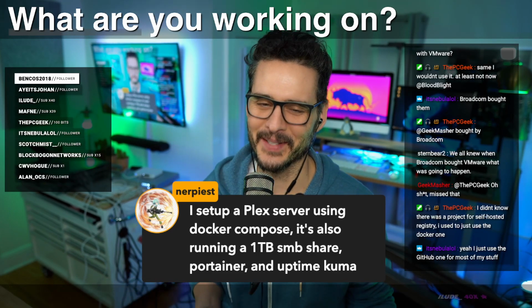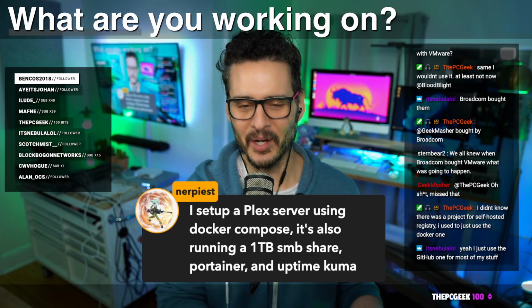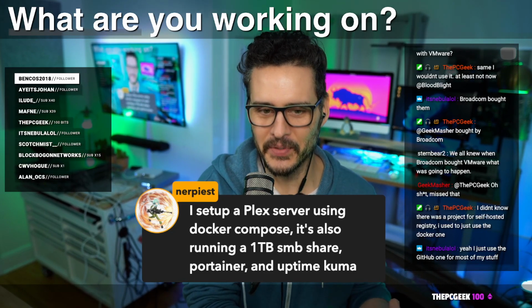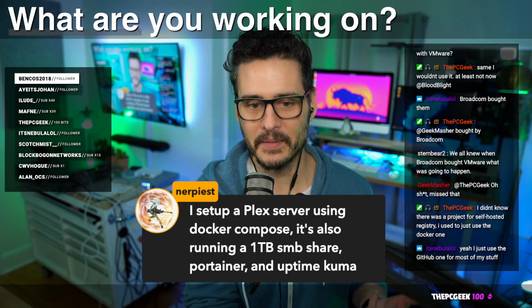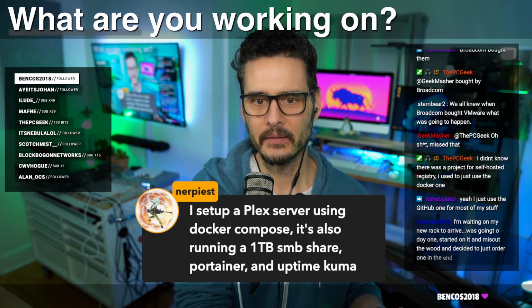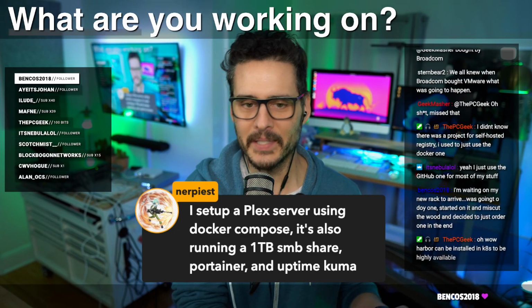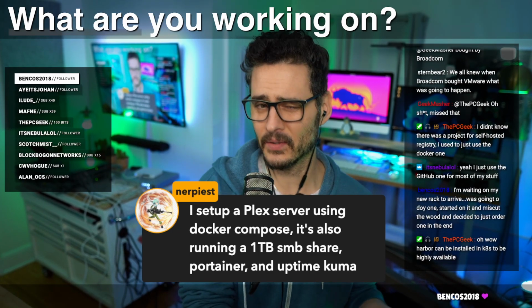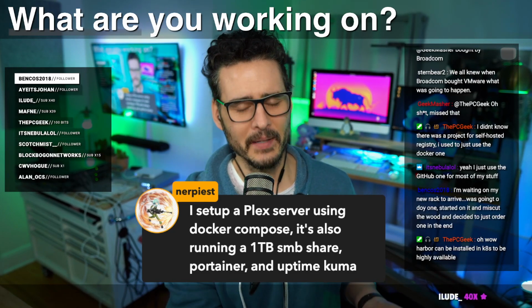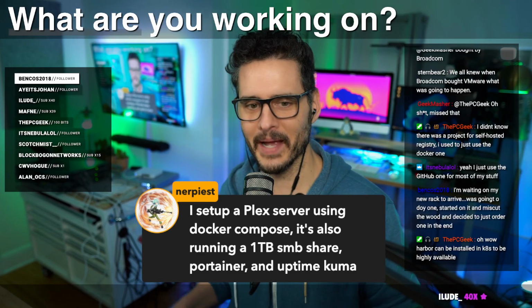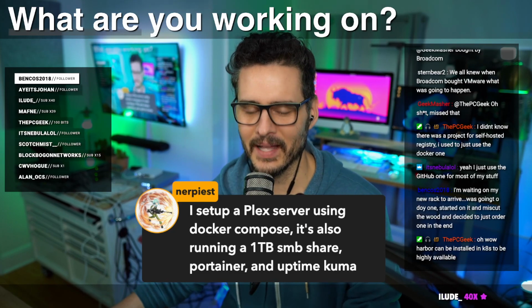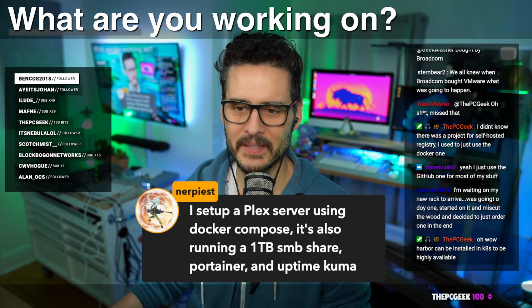I don't know how much RAM and stuff you have, but if I look at it, Plex is only busy when people are using it. Same with the Samba share, the SMB share. Portainer is never really busy unless you're using the UI, then it's only moderately busy. Uptime Kuma, same. It's just doing checks in the background, so you have a lot of capacity for a lot of stuff. But Nerpius, that sounds awesome.